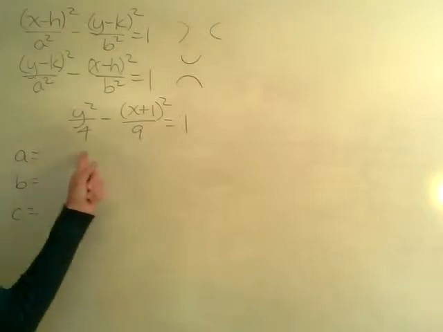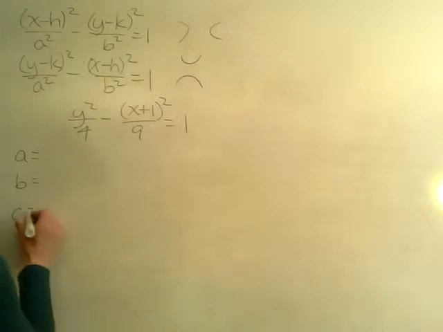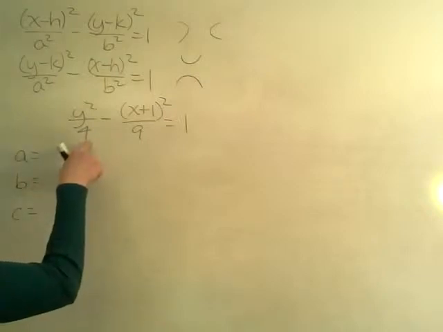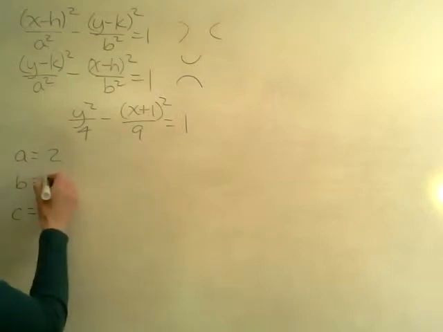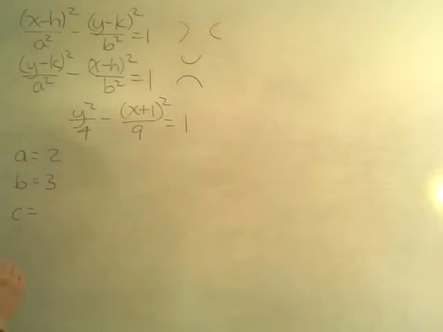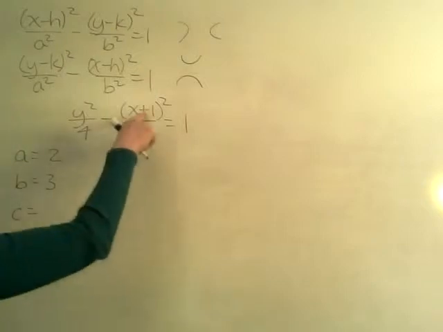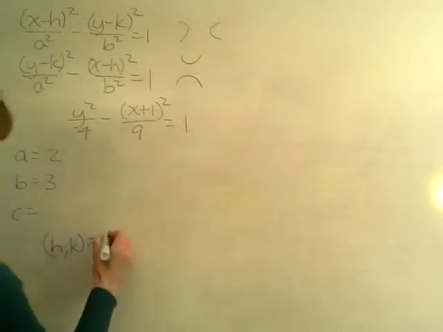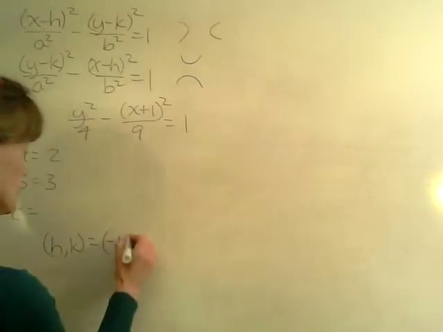Remember that a is always under the positive term. It doesn't necessarily have to be the largest number. Well, this time a squared is 4, so a is 2. And b squared is 9, so b is 3. And then (h, k): h is negative 1, k is 0. There is no number sitting with y, so it's 0.